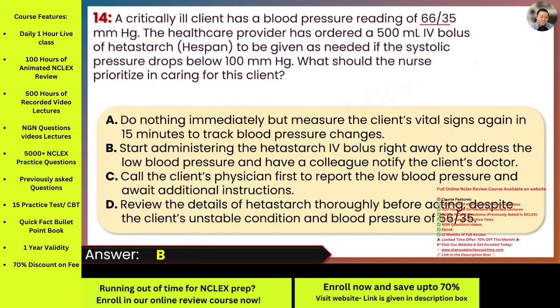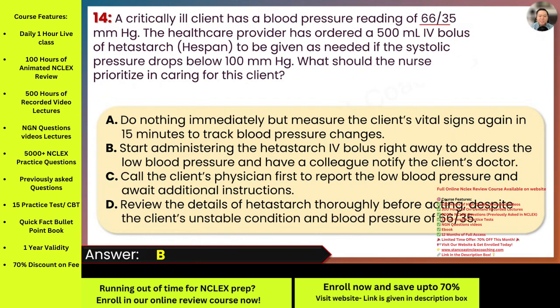Let's have letter D. Why is this incorrect? Review the details of HIPAA thoroughly. There is no time for in-depth research in a crisis. Knowing basics like the indication or the administration should already be part of your preparation. And this is actually delaying intervention for a life-threatening condition. So this is going to harm the patient.